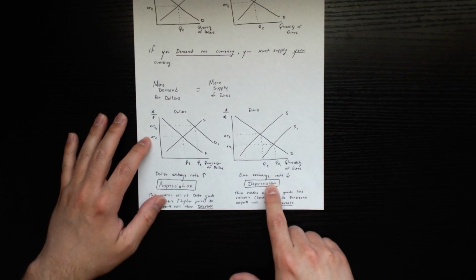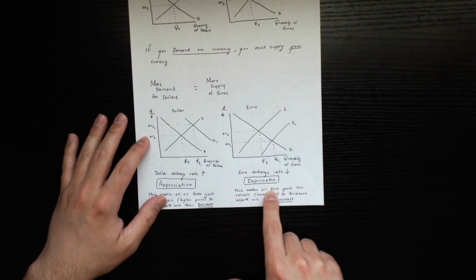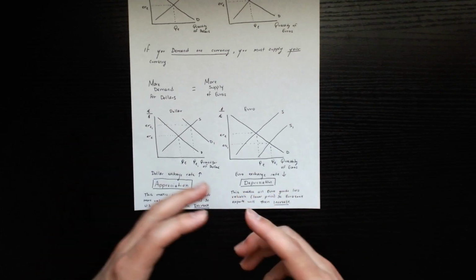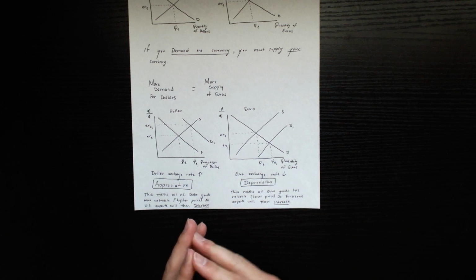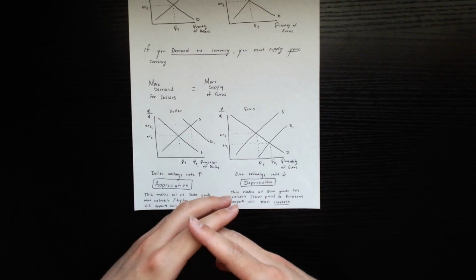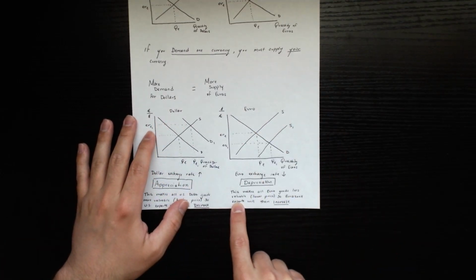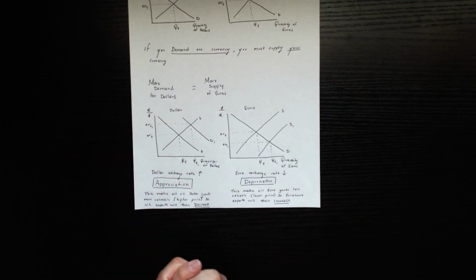And then, if a country's currency depreciates, like the euro here, this is going to make all euro goods less valuable, have lower prices. And since they're lower prices, this is going to mean that foreigners are going to want to purchase more of that because they're cheaper. So net exports of the Eurozone will increase.